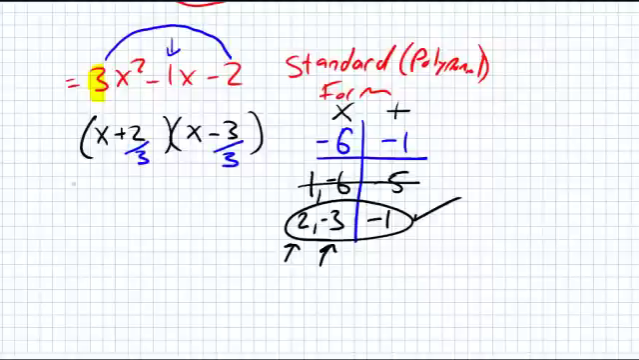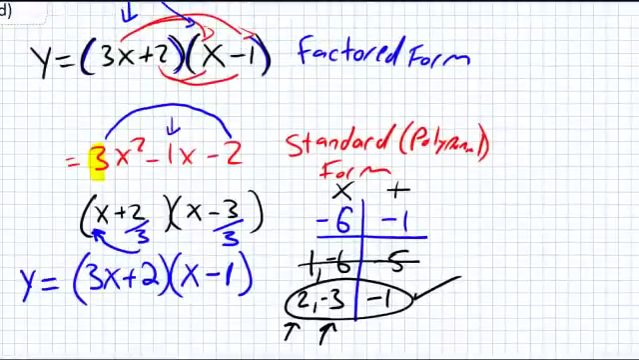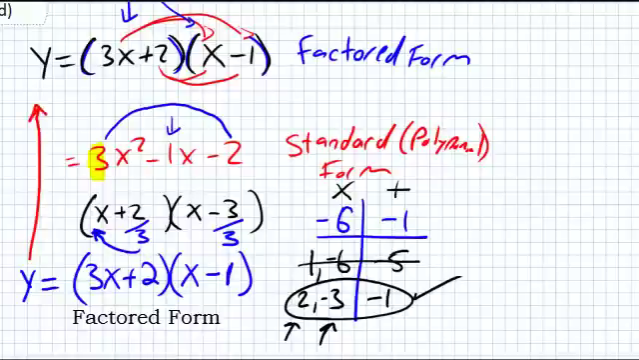That leaves me with x, oops. I can't divide 2 by 3 evenly, so what I do is I take this 3 and I move it to the front of my x. So 3x plus 2. And 3 does divide by 3 evenly, so this is going to be x minus 1. 3 divided by 3 is 1. So y equals, and there's my factored form. Let's check it. And indeed, it checked with the first one I did.